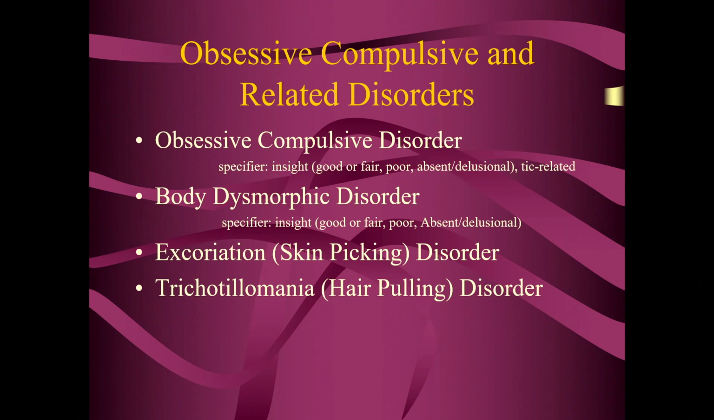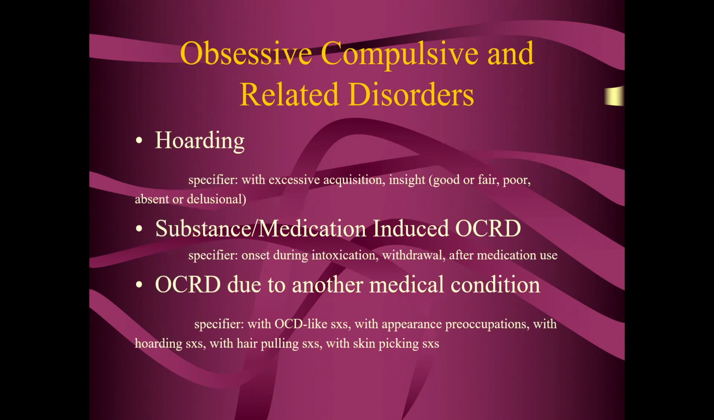Another OCRD that is there is body dysmorphic disorder, and it has specifiers, again, of good or fair, poor, absent / delusional. There is excoriation or skin picking disorder. This disorder did not exist in prior editions of DSM. There's trichotillomania or hair pulling disorder. There is hoarding, again, another disorder that was not listed in prior DSM. And then we have, of course, substance medication-induced obsessive compulsive and related disorder, and obsessive compulsive related disorder due to other medical conditions. They both have specifiers as well.